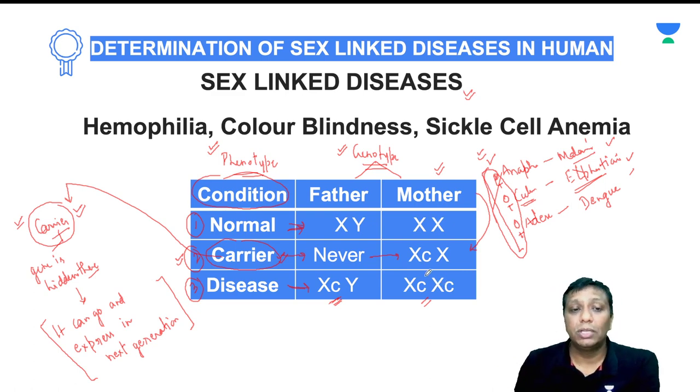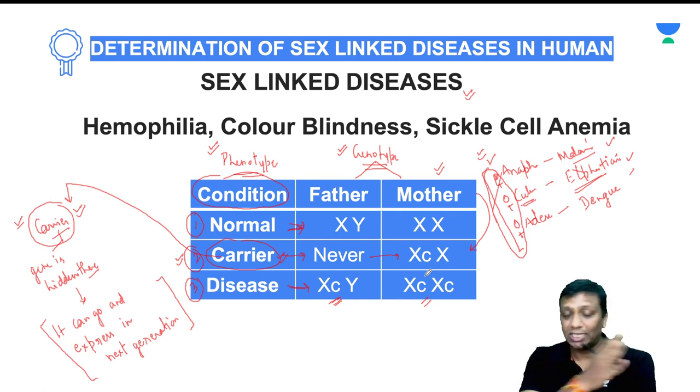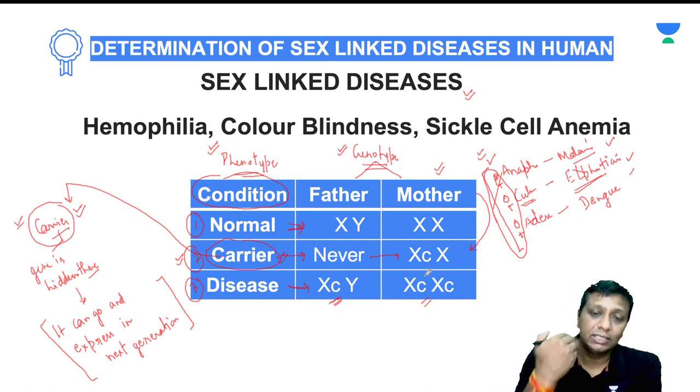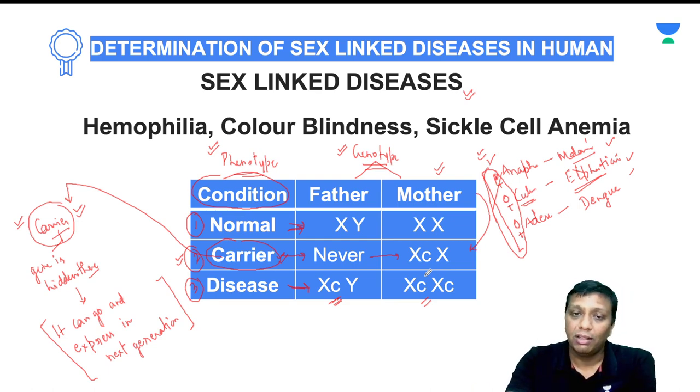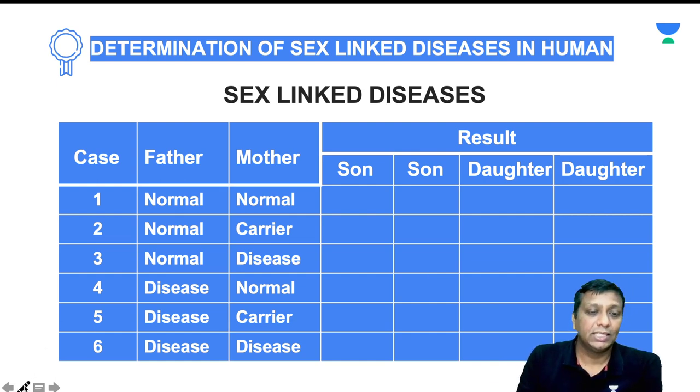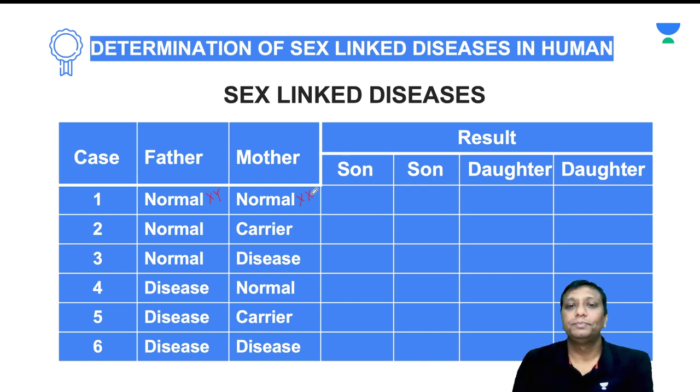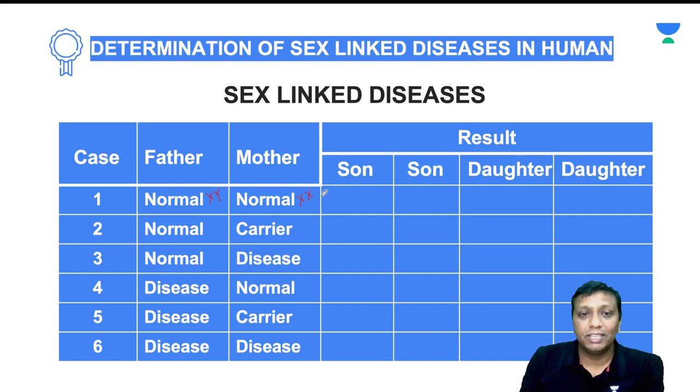Now I'll go into the combinations, how the numericals come. Father XY, mother XX, combination XX, XX, XY, XY: 50% son, 50% daughter. This is a possibility. Similarly, you check here and come to the numericals right now. These are the various combinations you can see here, guys. First, father normal means XY, and mother normal means XX. Everybody clear? Normal means both have no disease. If father is XY and mother is XX, what about the combination?